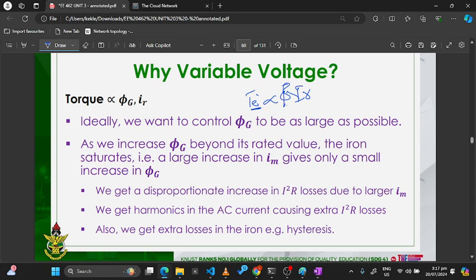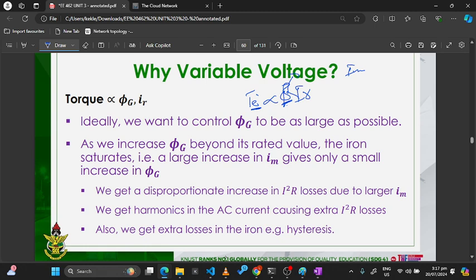But here's the case: we said that if we continue increasing Im, it gets to a point where the flux doesn't increase significantly. Okay, so that means you will be increasing the current, and if you are increasing the current, that's more power, but the flux you are only getting is small. So that means you are going to have a lot of losses in your system.